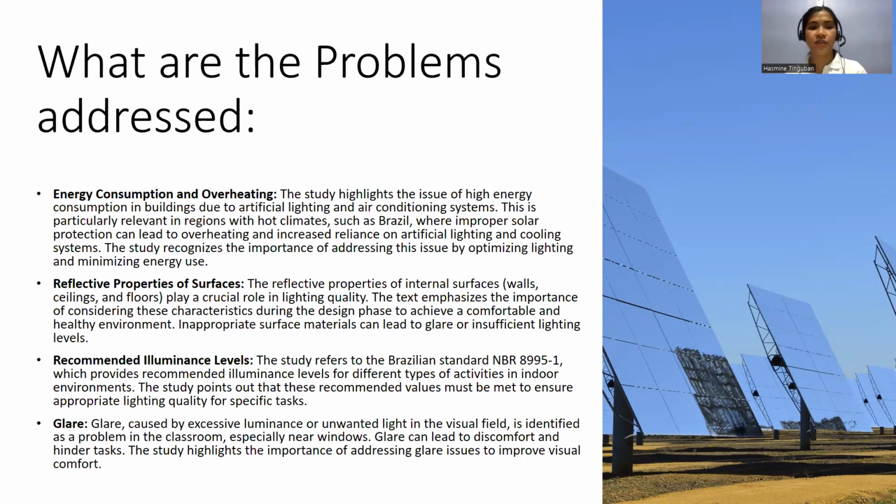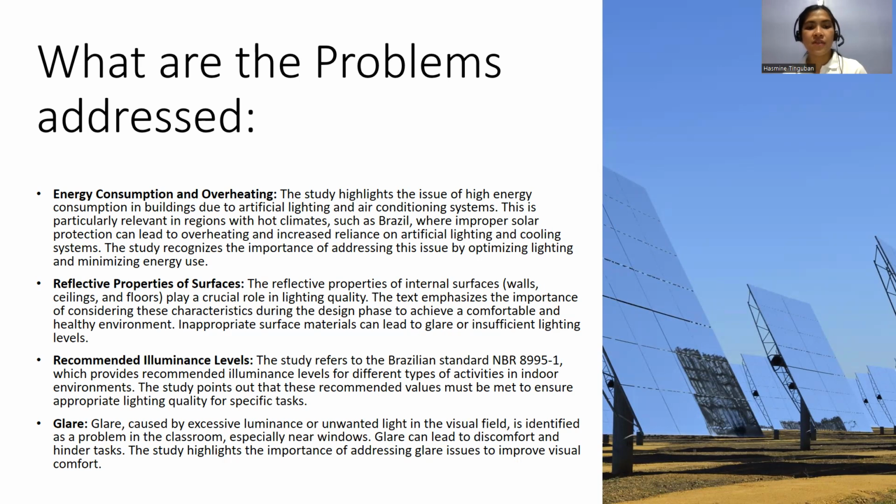Reflective properties of surfaces. The reflective properties of internal surfaces, such as walls, ceilings, and floors, play a crucial role in lighting quality. The study emphasizes the importance of considering these characteristics during the design phase to achieve a comfortable and healthy environment. Inappropriate surface materials can lead to glare or insufficient lighting levels.